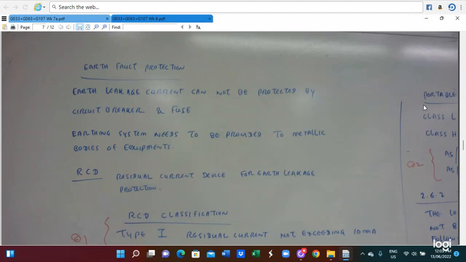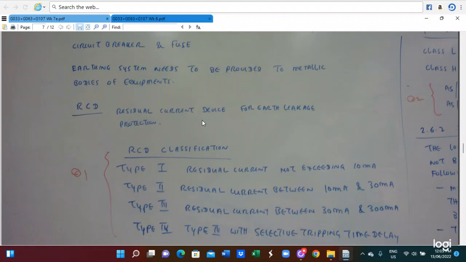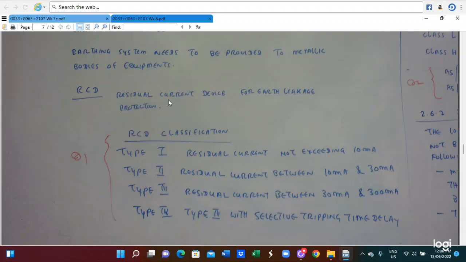Then we're talking about the earth protection. A leaking current cannot be protected by the circuit breaker and fuse. This system needs to be provided to the metallic body of the equipment. RCDs are the residual current devices for the leakage protection.